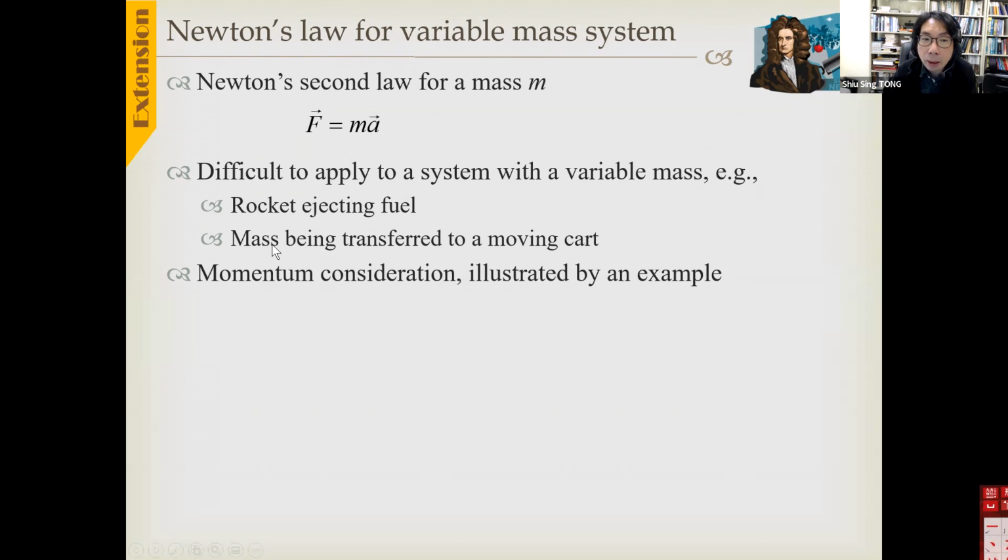And another example is what you find in a moving cart, for example, in a supermarket. When you place objects into the cart, its mass will increase, right? So again, you cannot apply Newton's second law in the usual form. And for this kind of problem, we should go back to momentum consideration. I'm not going to teach you the general method, but I only want to illustrate to you how to do it with an example. And that example is a rocket ejecting fuel.